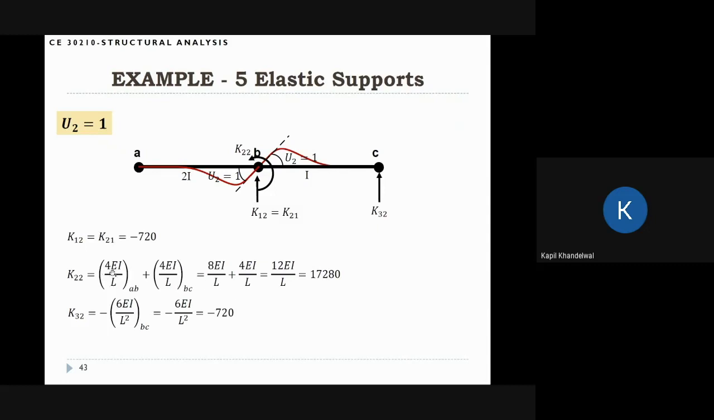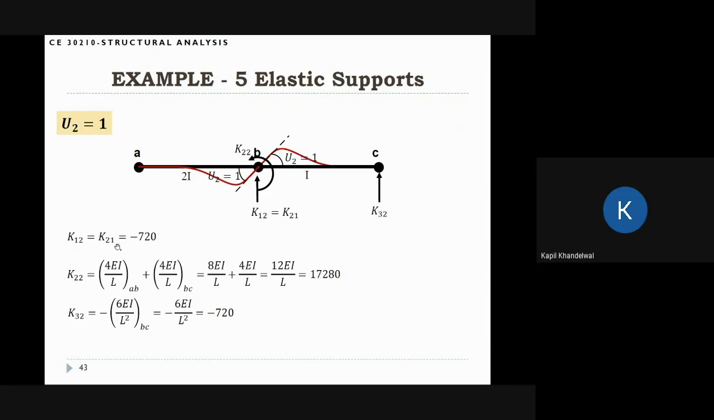So this is 4 times, in this case, for AB, I is 2I. So 4 times 2 is 8 EI by L. So this is 8 EI by L. For this member, it remains 4 EI by L. So this is 8 EI by L plus 4 EI by L. It gives you 12 EI by L. And so this is 17280.